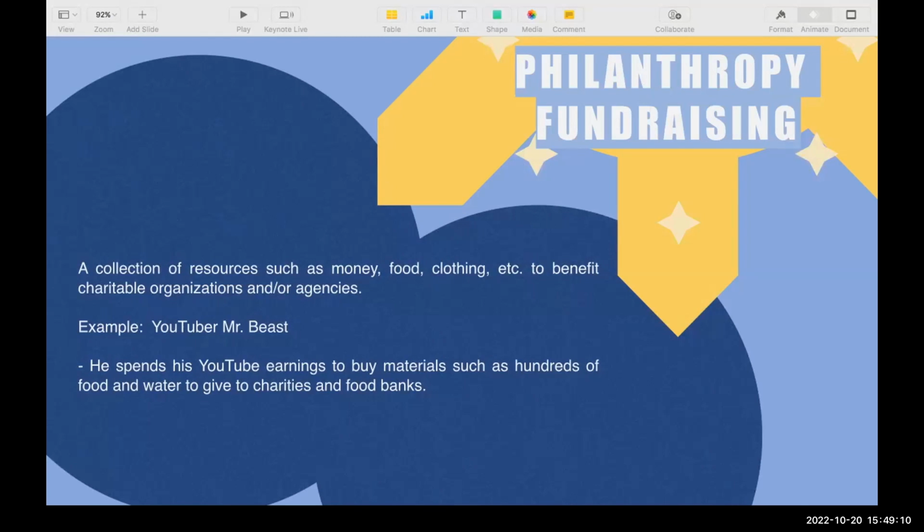And a prime example of philanthropy civic engagement is a successful YouTuber named Mr. Beast and how he spends his YouTube earnings to buy materials such as hundreds of food and water to give to charities and food banks. Another instance of his philanthropy would be in one of his videos wherein he used his own money to build wells in African communities that lack clean water.